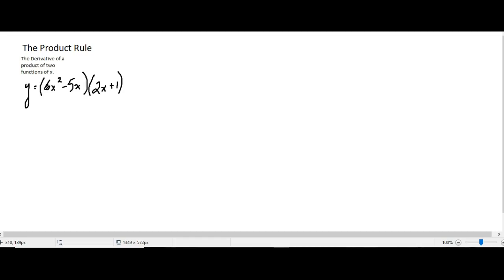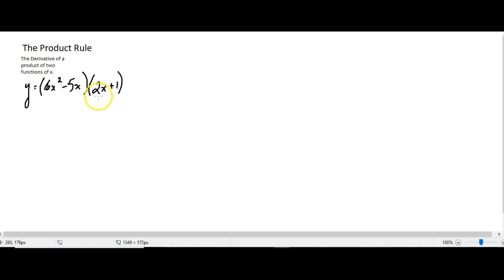Okay, I'm going to do an example of how to use the product rule. The product rule is used when you are finding the derivative of a product of two functions of x. You might notice that right here we have two different functions of x. We have the first bracket, which is one function of x, and then we have the second bracket, which is another function of x. Now, one way to do this is to simply multiply out these two binomials and then take the derivative of that resulting polynomial.